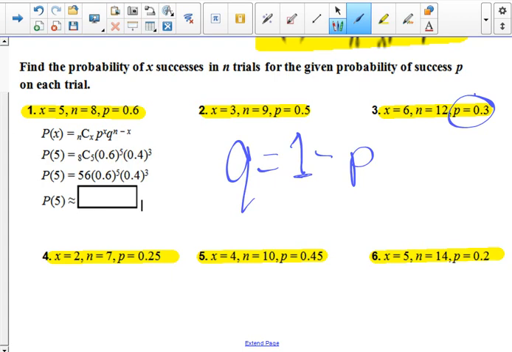All right, and we'll take these up. If you're not finished at the end of the hour, I hope you will be, but if not, you can turn it in tomorrow first thing.